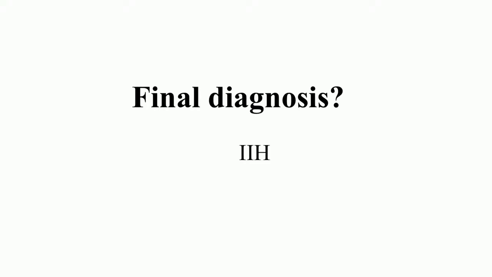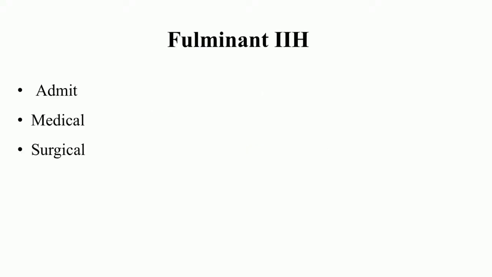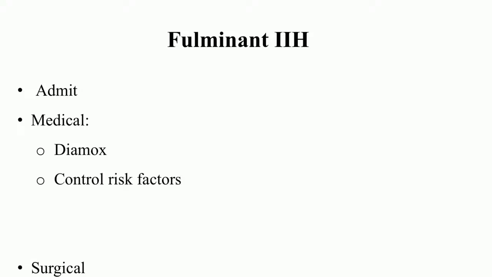So what's your diagnosis? Idiopathic intracranial hypertension. But because of the severe progressive vision loss over the past few days, we call this fulminant IIH, which constitutes about 2% of all regular IIH. These patients are urgent. You need to admit them, you need to treat them medically, and ultimately a surgical treatment should be done. The medical treatment includes Diamox, 2 to 4 grams a day, but be aware of metabolic acidosis, so follow those patients carefully.